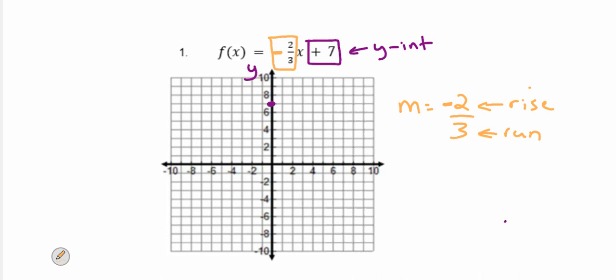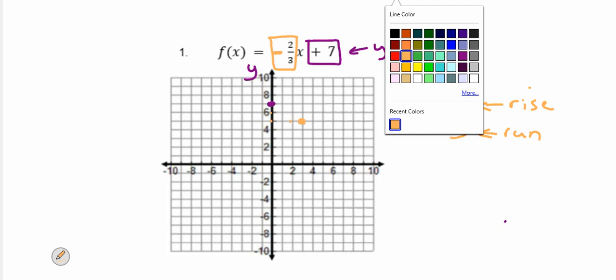So from this point on 7, we're going to fall down 2, 1, 2, and then we're going to run to the right 3. We always run to the right. 1, 2, 3, and there's our second dot. Now on your test, you're going to be expected to connect those 2 dots with a line that goes through both of them, and then with arrows on both ends to show that you know that a line goes on and on and on forever. So let's go ahead and connect them.